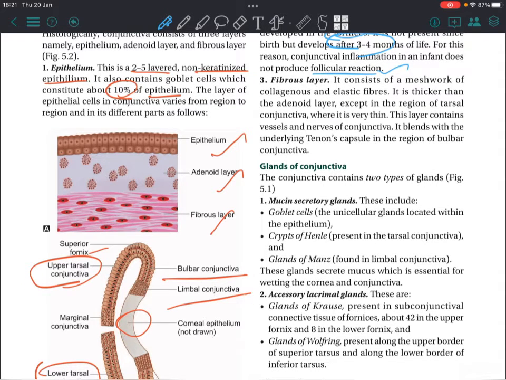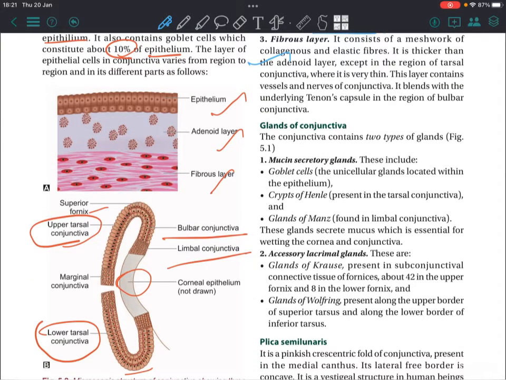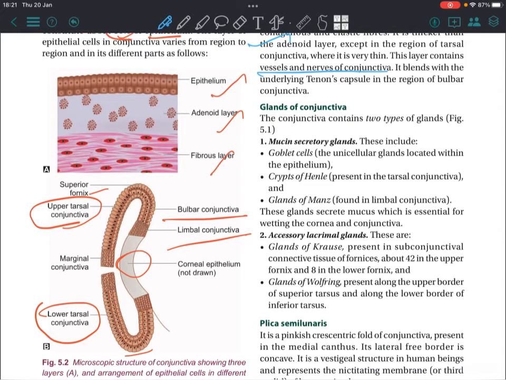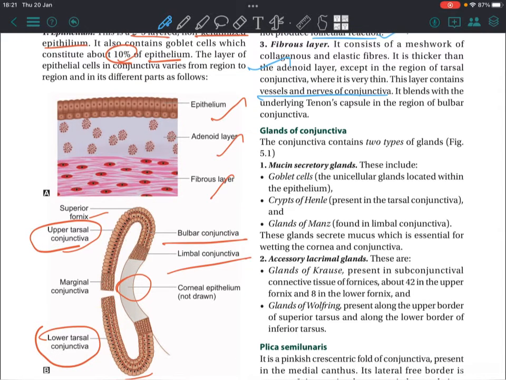Fibrous layer. It consists of a meshwork of collagen and elastic fibers. It is thicker than the adenoid layer except in the region of tarsal conjunctiva where it is very thin. This layer contains the vessels and nerves of the conjunctiva. It blends with the underlying Tenon's capsule in the region of bulbar conjunctiva.